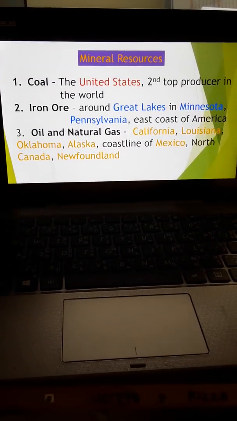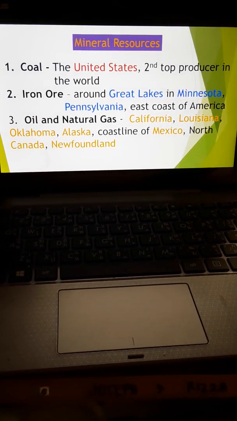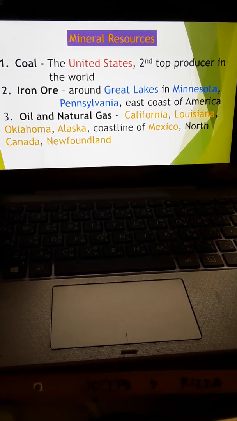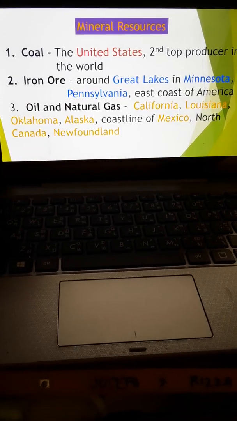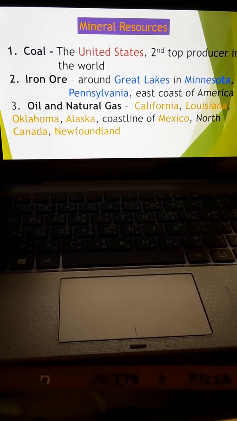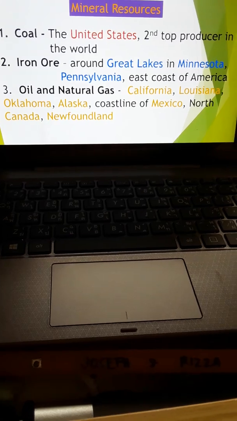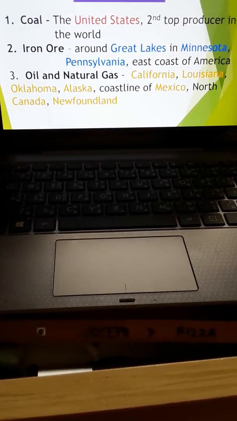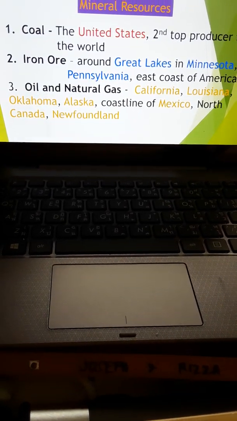Mineral resources. Okay, coal is found in the United States. Actually, the US is the second top producer in the world when it comes to coal. Iron ore is found around the Great Lakes in Minnesota, Pennsylvania, and the east coast of America. The oil and natural gas are found in California, Louisiana, Oklahoma, Alaska, the coastline of Mexico, North Canada, and in Newfoundland.